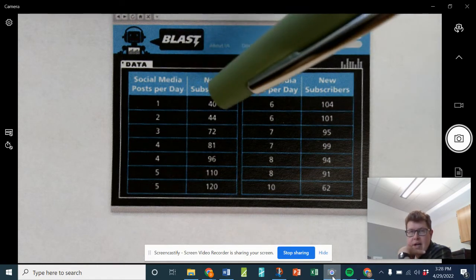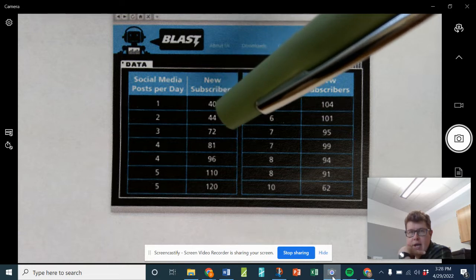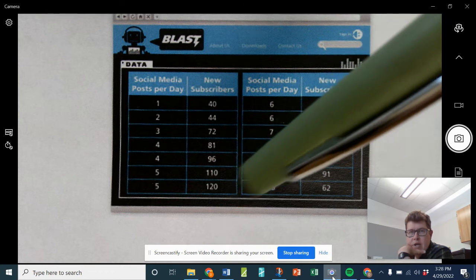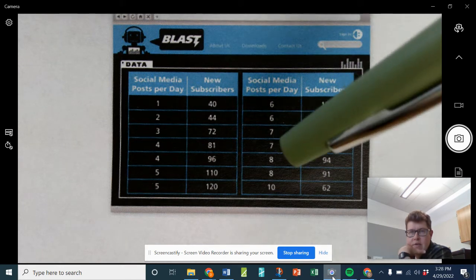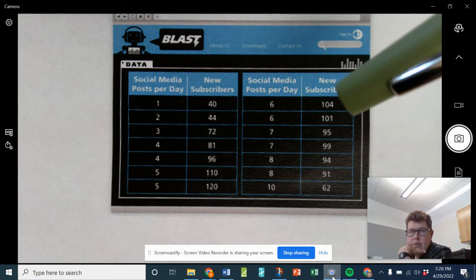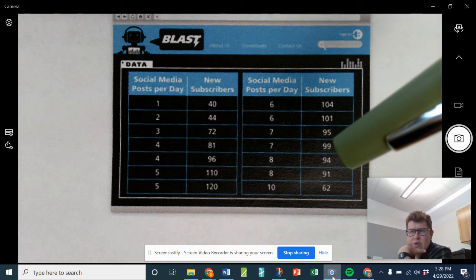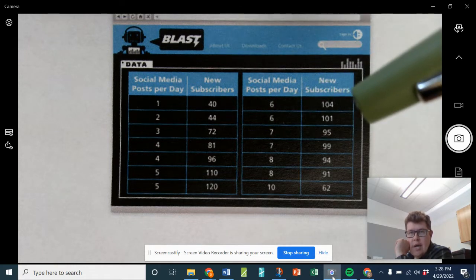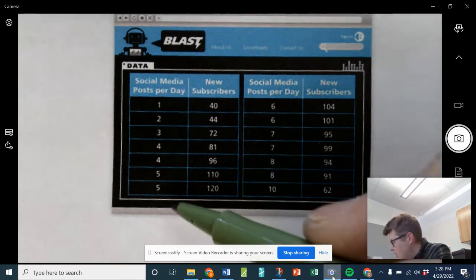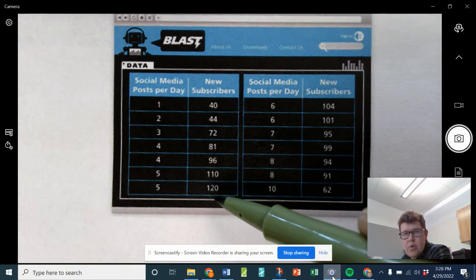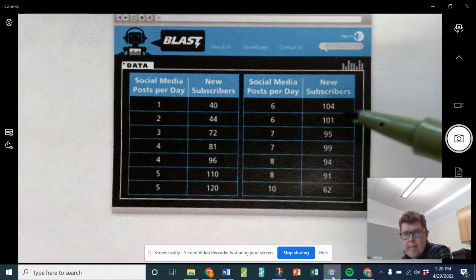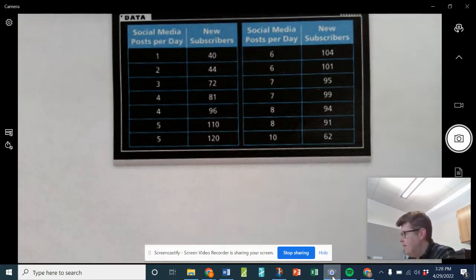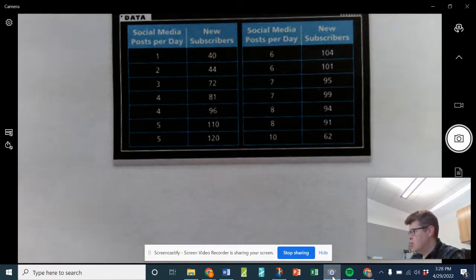So we can see that as the number of social media posts per day goes up, so do her new subscribers. They get to 5 per day, and then 6 per day, and then between 5 and 6, we actually see a decrease, right? So it trends down after 5 or 6. Her highest day was 5, when she got 120, but then the next day when she went up to 6, it dropped down to 104. So it looks like the sweet spot is 5 posts per day. That gets her the most new subscribers.